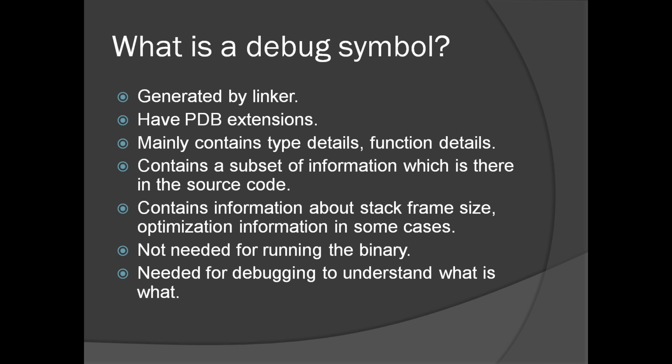Details of the functions: function names, arguments passed, frame size, etc. It contains a subset of the information which is there in the source code, mainly related to names. So normally when we say symbol, it is a substitute for a name. As I mentioned, it contains information about stack frame size, optimization information, etc.